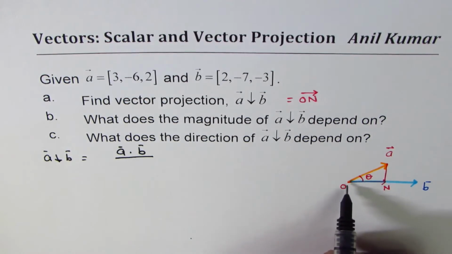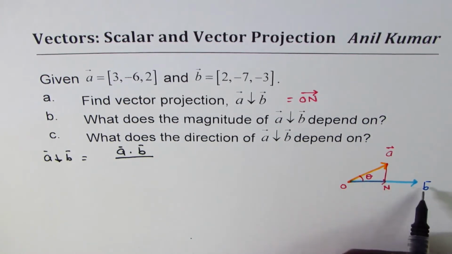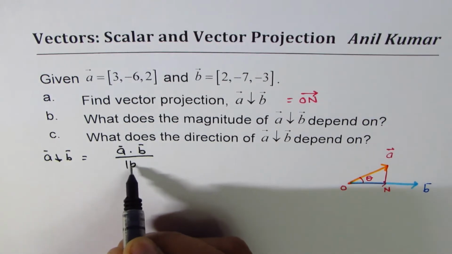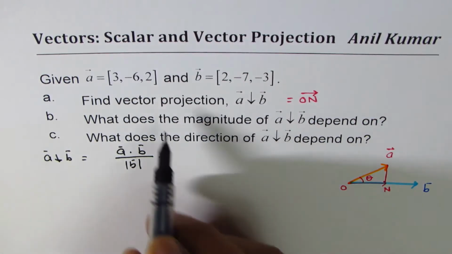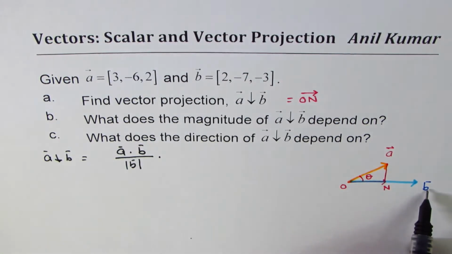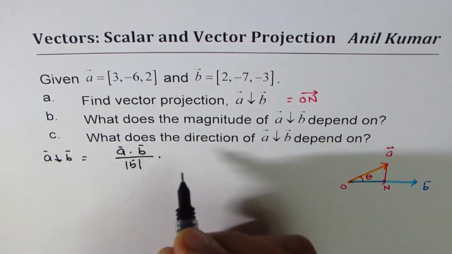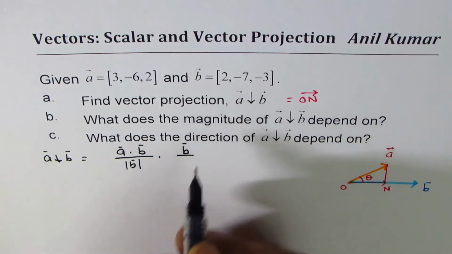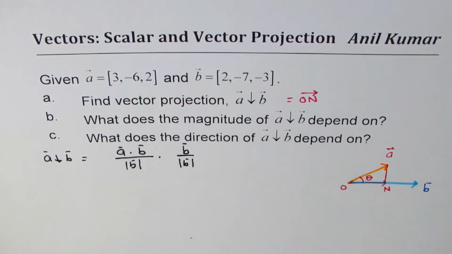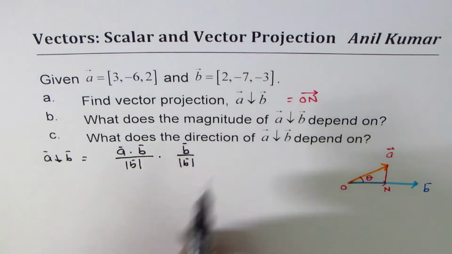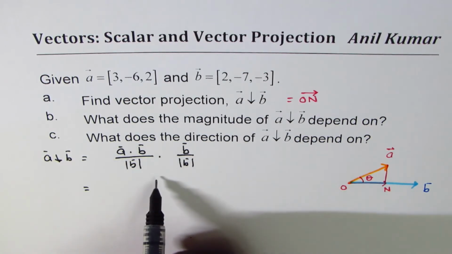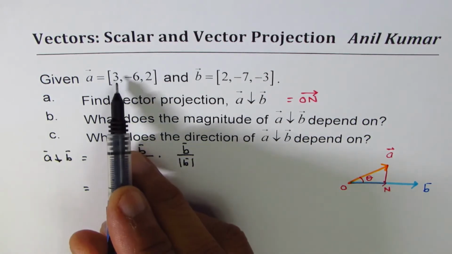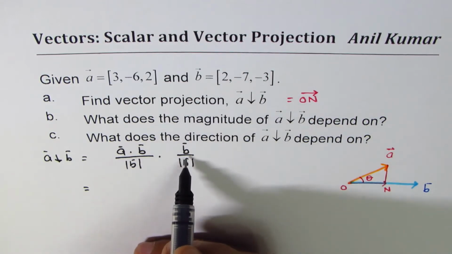and we have to divide by the magnitude of B, because that is the magnitude of B, times, since we are interested in the vector projection, the unit vector of B. That is to say, the B vector divided by its magnitude. So that becomes the vector projection of A on B. So we can now calculate. This is the square of the magnitude of B, and that is the vector B itself.